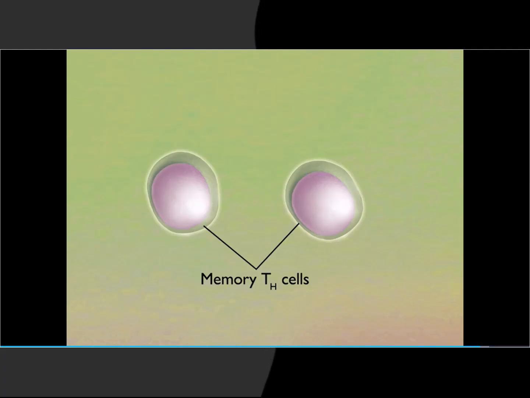However, if the antigenic fragment of the virus mutates, the memory helper T cells will not be able to recognize it, and the adaptive immune response will have to develop from the beginning.